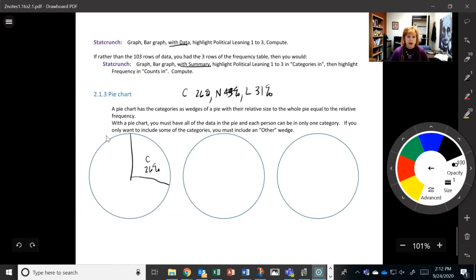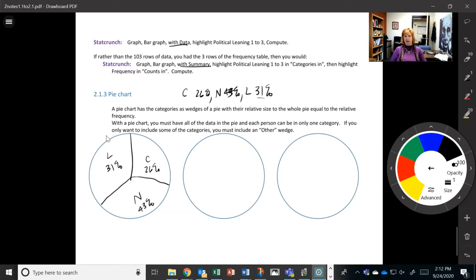And the 31%, I'm going to jump to that because that's about a third. So a third of a pie is like this. This is liberal, 31%. And then the rest, because it's a little harder to draw, 43% is a little bit less than half, so this is my neither. That is a pie chart.